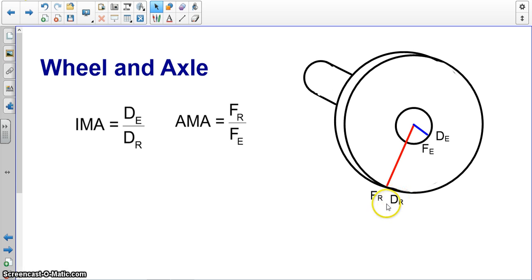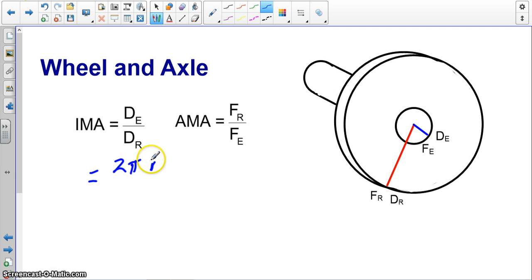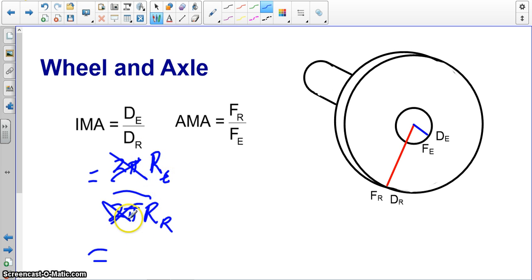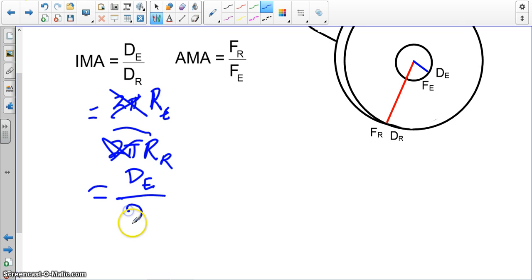And the reason why that works is that IMA in reality is the distance traveled, and that is equal to 2 pi r at the effort, wherever the effort is being applied, over 2 pi times r at the resistance. That's confusing, R resistance is what that means. And check out what happens. Boom, boom. So it's the radius over the radius, the 2 pi's cancel out. Or the diameter over the diameter; I'm putting d for diameter, it's not d for distance here.